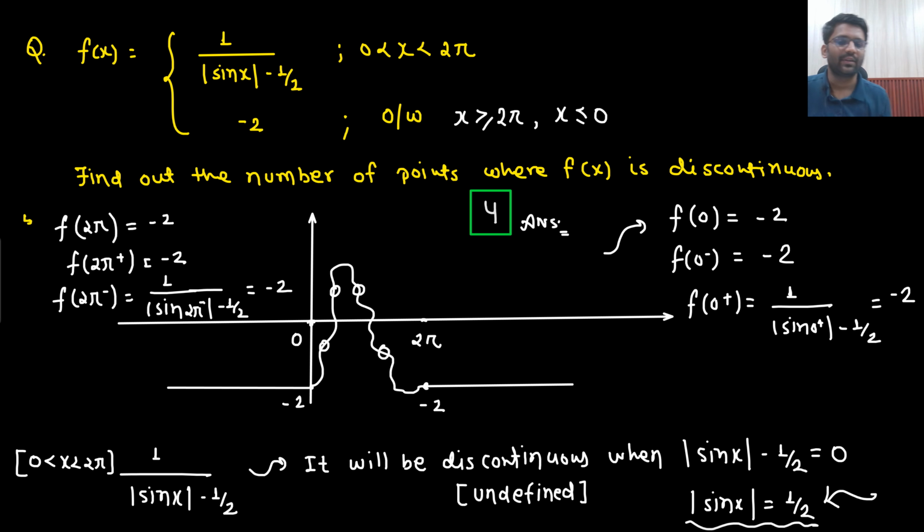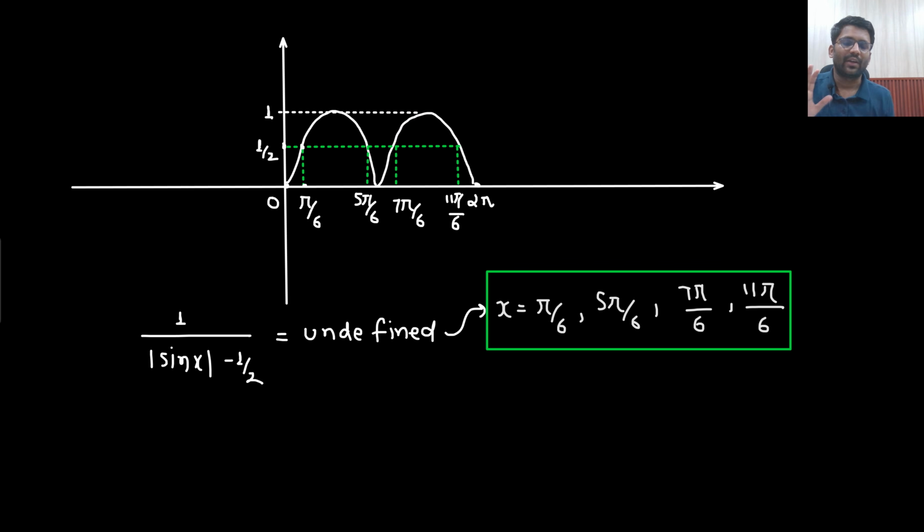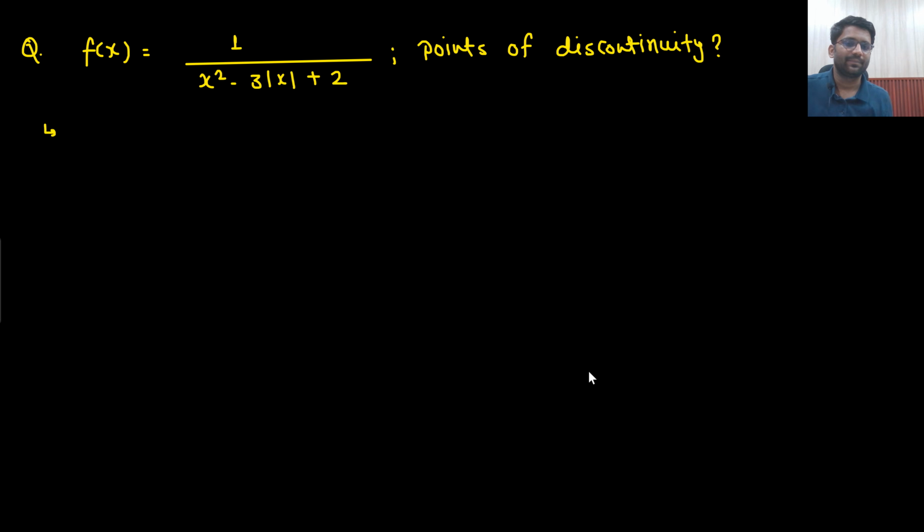Are you able to understand this point? Okay, so this is how we are going to solve these kinds of problems. Next question. Discuss the point of discontinuity. Where will it be discontinuous, sir? When the denominator becomes 0. So the point of discontinuity would be at all those points where the denominator is becoming 0.